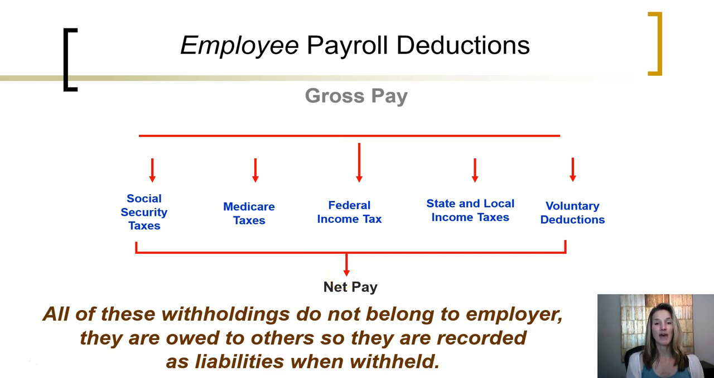The amounts withheld from their gross pay are for Social Security, Medicare, federal and state and local income taxes, and any voluntary deductions that the employee has requested the employer to withhold. All of these withholdings do not belong to the employer. All those amounts withheld are owed to others. So as the employee is paid their payroll, all of those withholdings are recorded as liabilities.